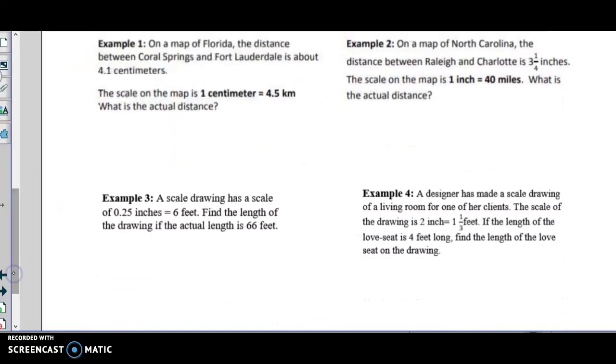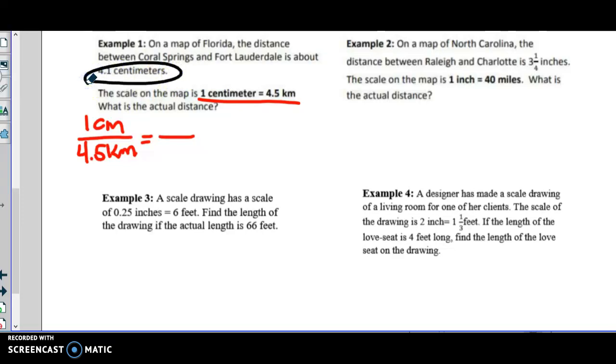Example 1. On a map of Florida, the distance between Coral Springs and Fort Lauderdale is about 4.1 centimeters. The scale of the map is 1 centimeter equals 4.5 kilometers. What is the actual distance? So let's start with our scale and set up our proportion. 1 centimeter equals 4.5 kilometers. We know that when we set up proportions, we want to keep our like units together. So it tells us on the map is 4.1 centimeters. That's my clue. 4.1 centimeters goes up top and x in the denominator.